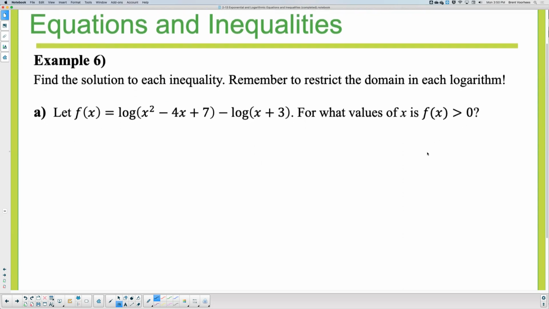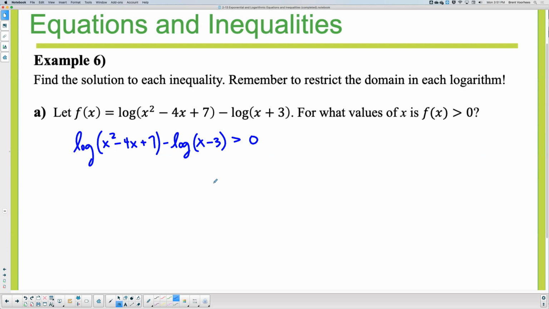So what I'm going to do here is substitute. I want to know where f of x is greater than 0. So I'm going to take this function and say, where is log of x squared minus 4x plus 7 minus the log of x plus 3 greater than 0?